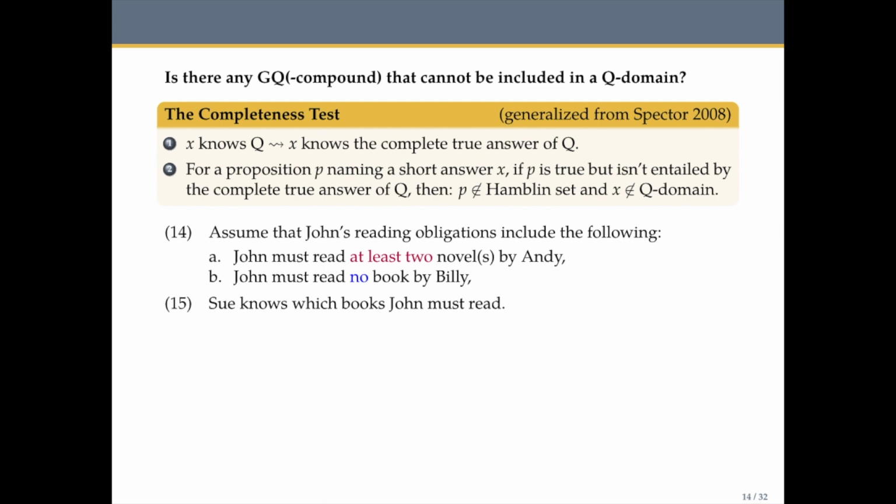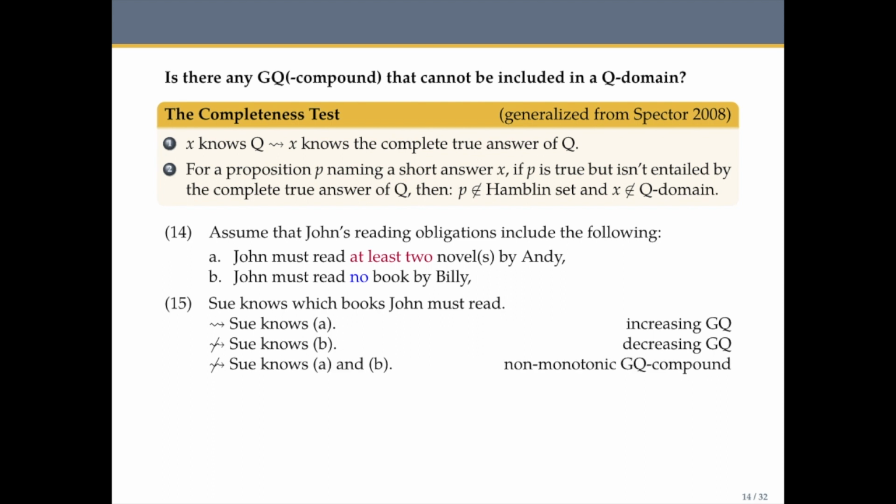Assume that John's reading obligations include that he must read at least 2 novels by Andy, and he must read no book by Billy. In this context, "Sue knows which books John must read" implies that Sue knows requirement A. Strikingly, it does not imply that Sue knows requirement B. Sue could be ignorant as to whether John should read any books by Billy. Moreover, it also does not imply that Sue knows the conjunction of A and B.